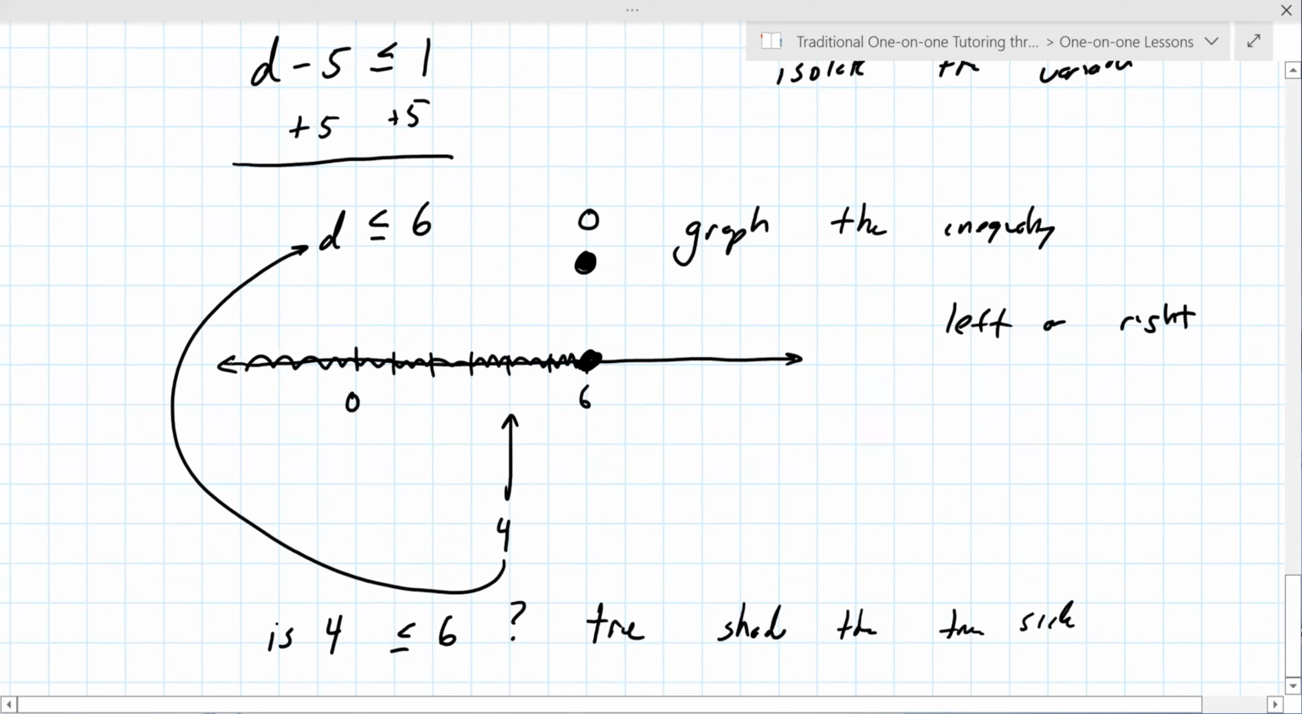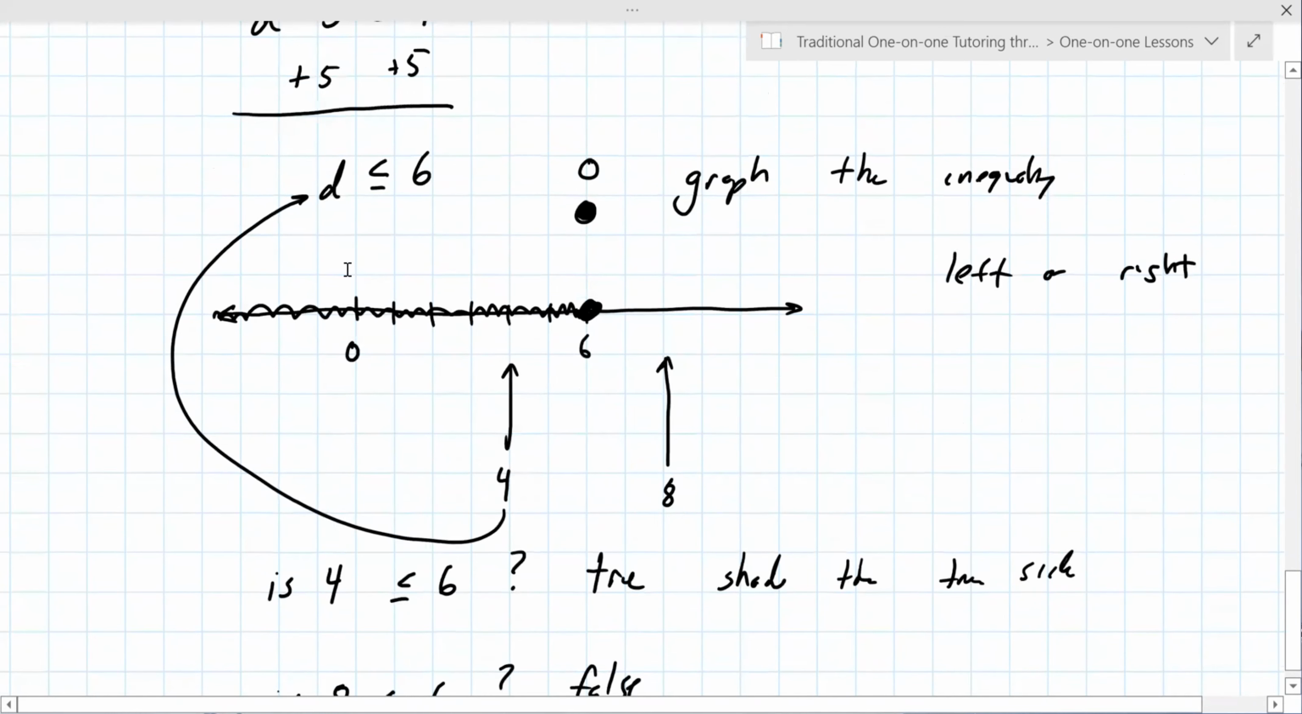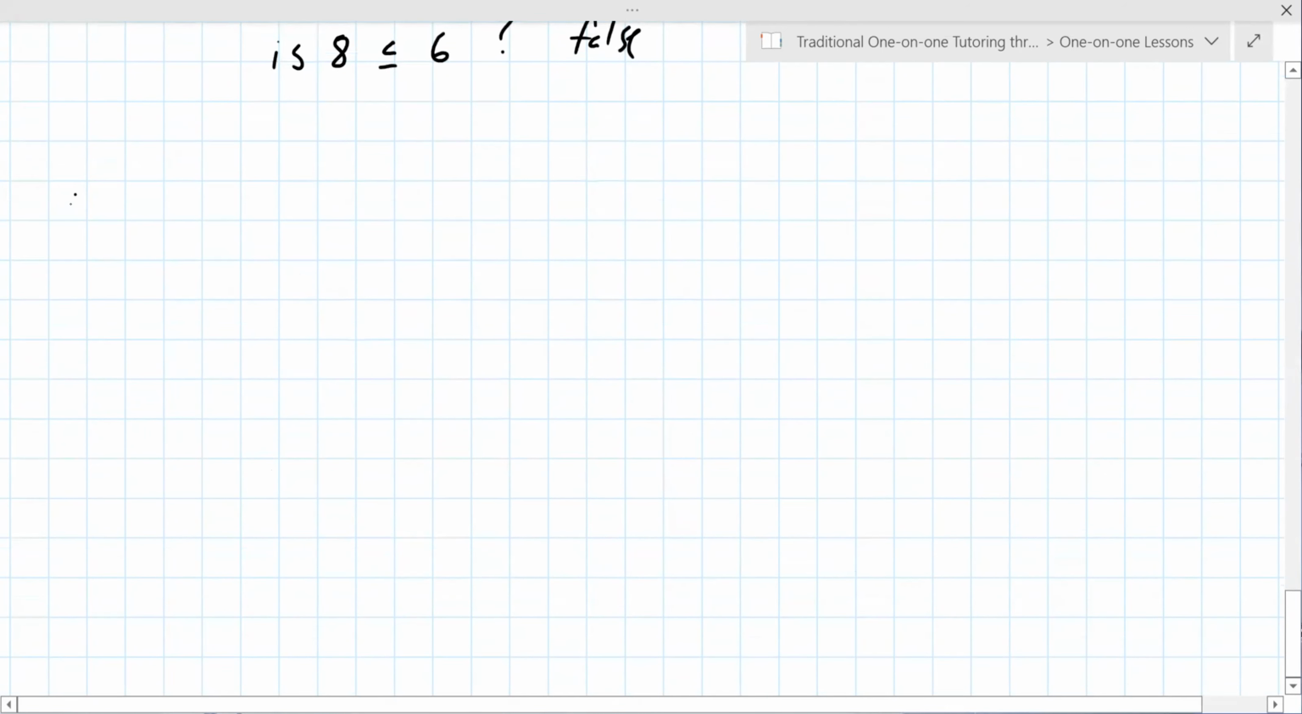Now, similarly, we'll grab a number over here like 8. This will be the false side. Is 8 less than or equal to 6? No, that's false. So the idea is that the number you choose should give you a true statement when you test it. That way, in the multiple choice, you're going to get both shaded to the right and shaded to the left, and you're going to have to choose between them. All right, so let's look at 125 here.